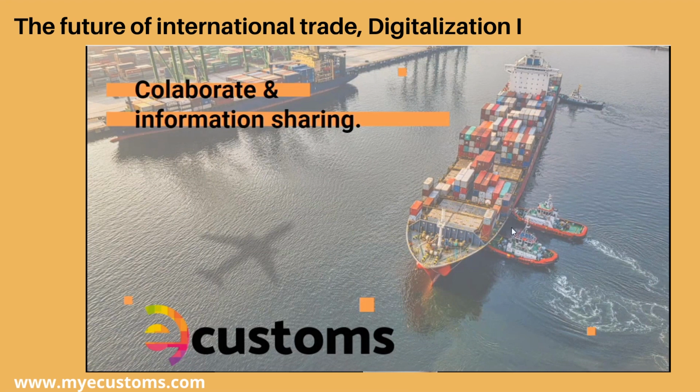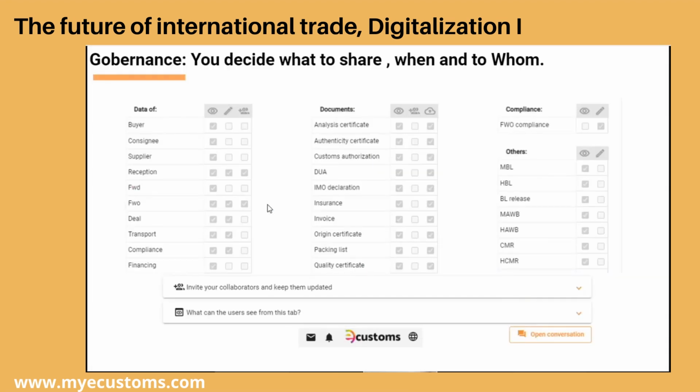Well, let's continue. So, how can we collaborate and share information? In eCustoms, we have developed the data governance to be used by our customers. You decide what to share, when, and to whom. And I'm going to show you with an example that I think is the better way to show you, no, in practice.